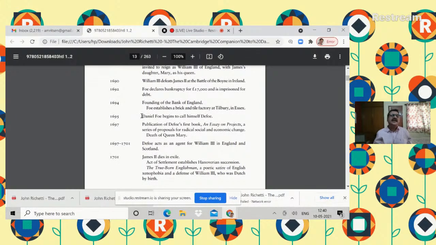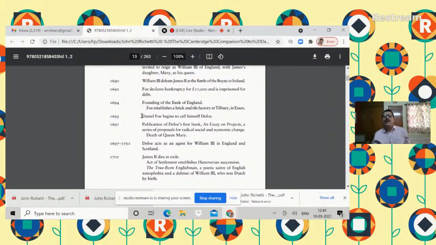Now, 1697 is very interesting because Defoe is writing an essay on projects. Now, this is what we will call an economic treatise, because Defoe is writing out plans or possible potential plans for increase of trade for people all around, right? So this is the publication of an essay on projects. And you can see the economic motive that runs through Defoe's writings, right through his writings.